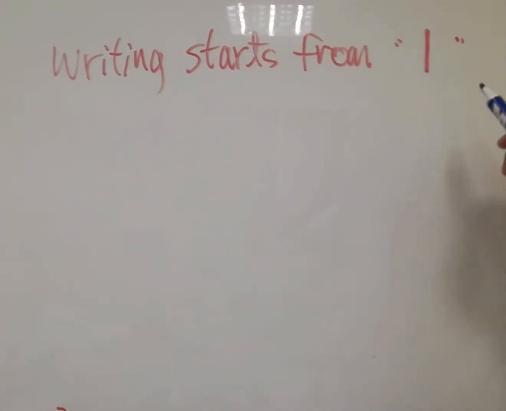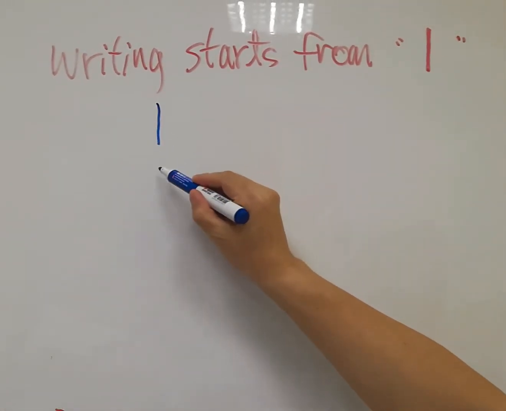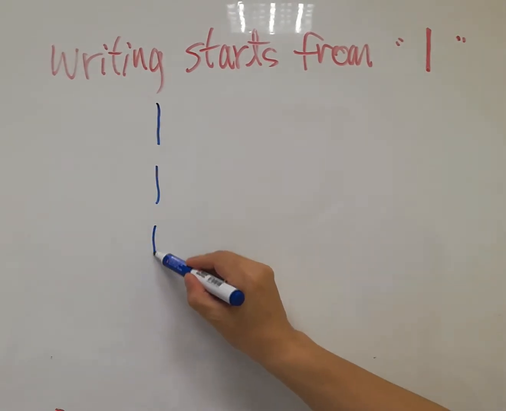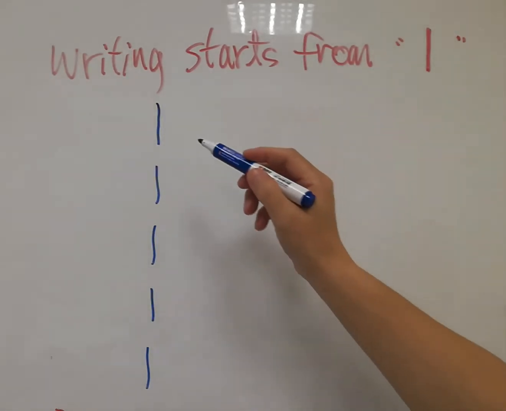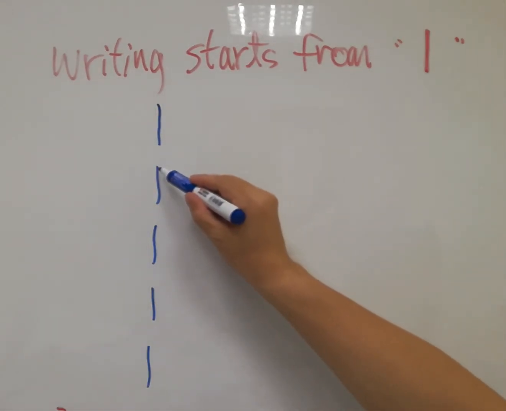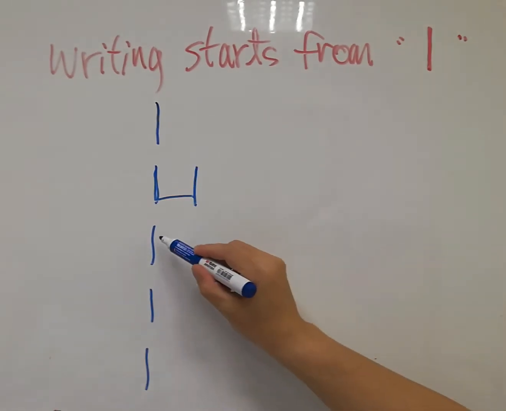Writing starts from "su," the vertical stroke. "Su," "su," "su." So the second one is "丨凨冂."